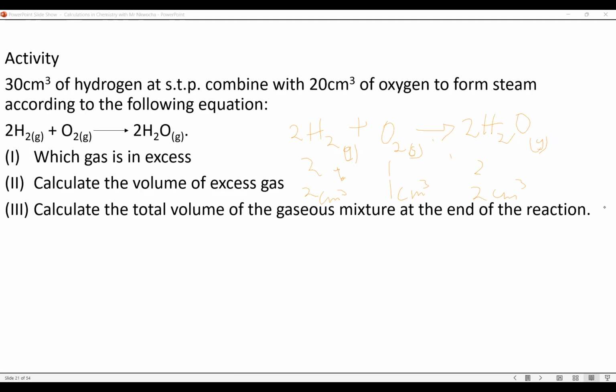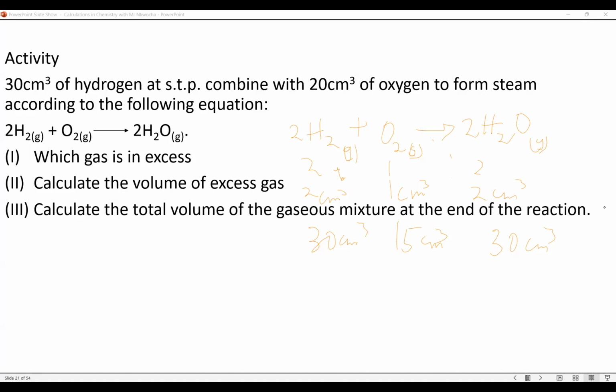So if I'm using 30 cm³ of hydrogen, that means I'm going to be needing only half of it. That means I need 15 cm³ of oxygen. And that means I will also form 30 cm³ of water, because that is based on the ratio. So in the question, they gave us 30 of hydrogen, 20 of oxygen, and we only need 15 of oxygen. That means 5 of the oxygen is in excess.